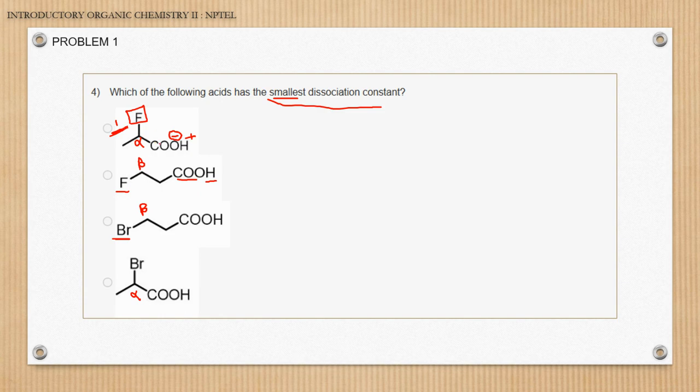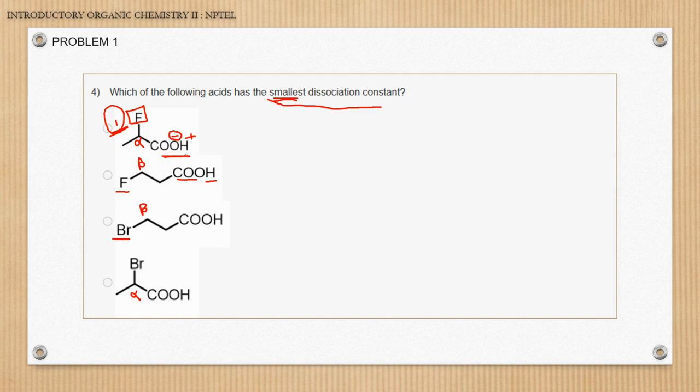So the greater the acidity, the more readily it will release the H plus in the medium. So this acid now becomes the strongest acid among these four. And which is the weakest acid in these four? Because that will decide the smallest dissociation constant. I have told you that the strong acid has the highest dissociation constant and the weak acid has a lower dissociation constant. So you have to find out the weakest acid.